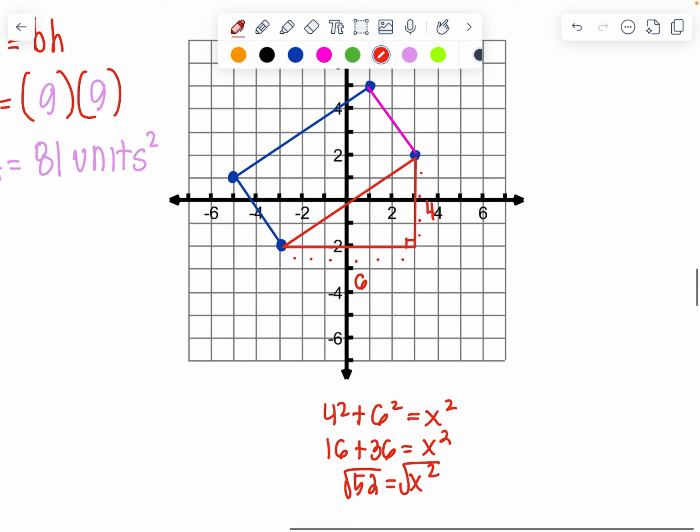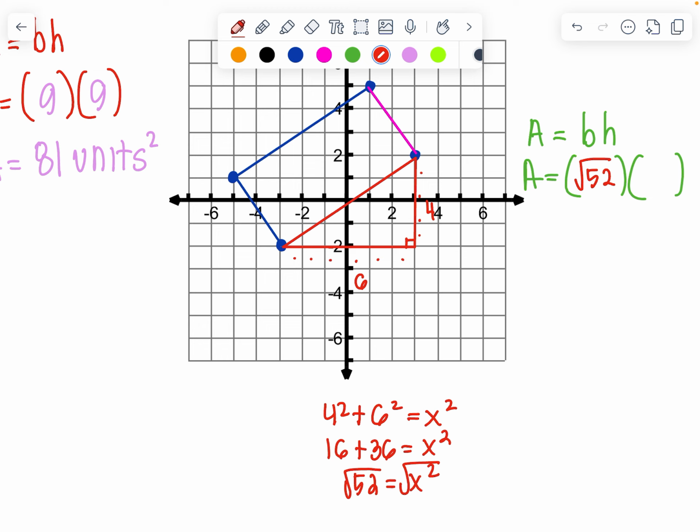Now, I'm not going to round that to a decimal yet because I'm going to round my final answer if necessary. I also forgot to start by putting area equals base times height. Area equals, I need the base and I need the height. I just figured out that the base is root 52, right? That this piece right here was root 52.